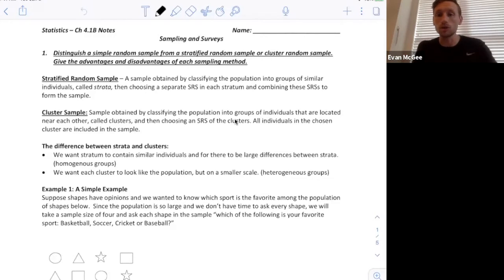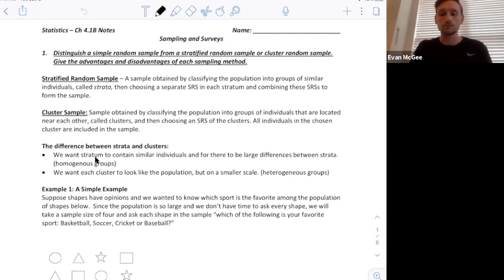So there are some important differences between a stratified and a cluster sample. Number one difference: in a stratified sample, the groups are similar within, but they're different between. For example, if we had a population of males and females, we put them in groups, males one group, females one group. The males are similar within the group, but there's a big difference between the males and the females group.